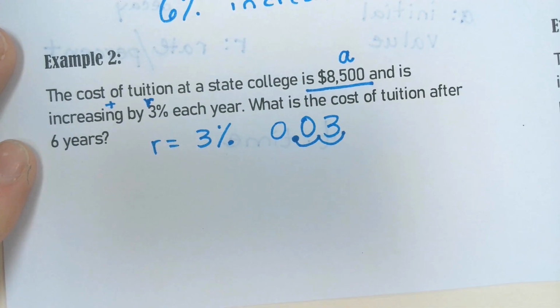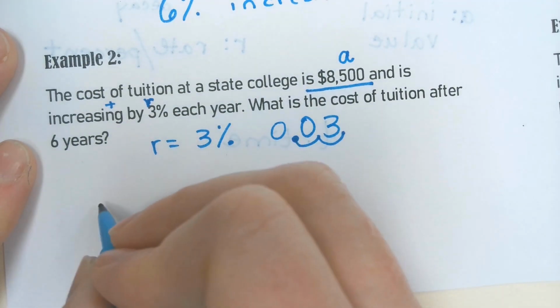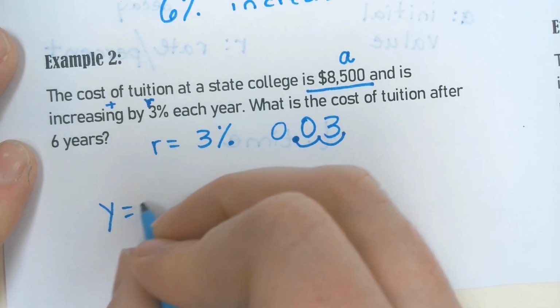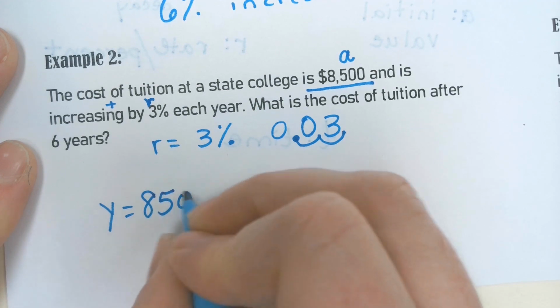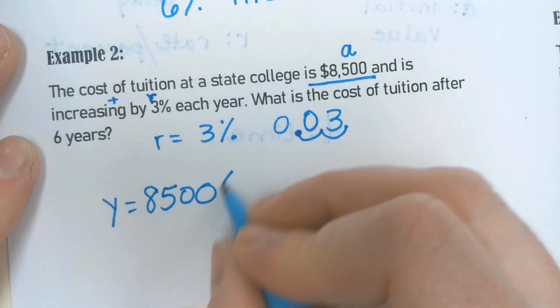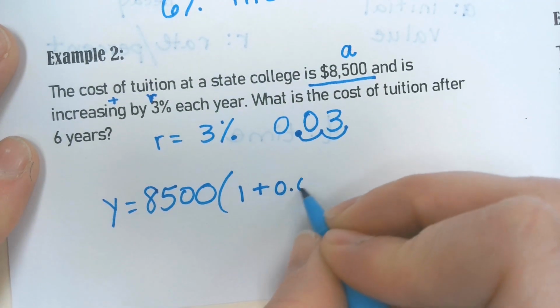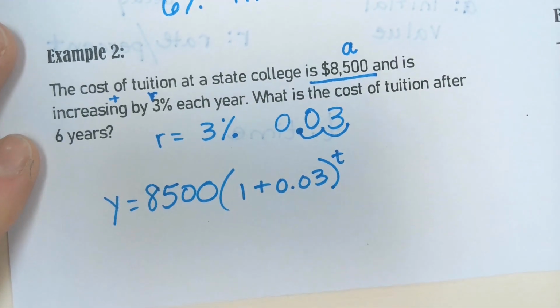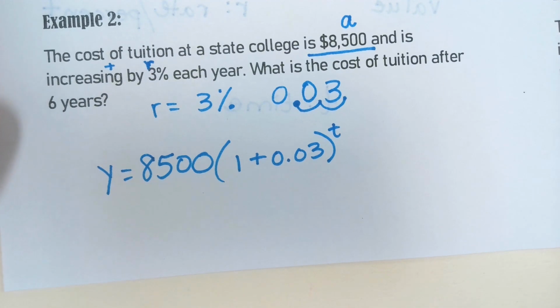We can go ahead and put that. So the equation that we're going to use is A times 1 plus the rate, raised to the T. So A is 8,500. And then we do 1 plus 0.03 because it's an increase, raised to the T or X, whatever variable you want to use there. X or T is fine.